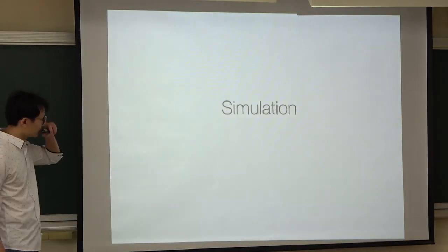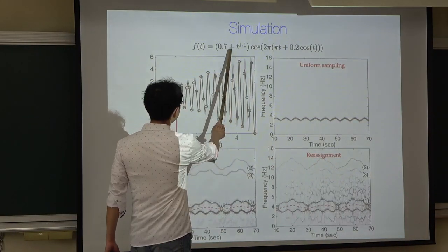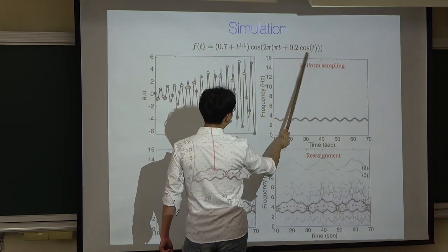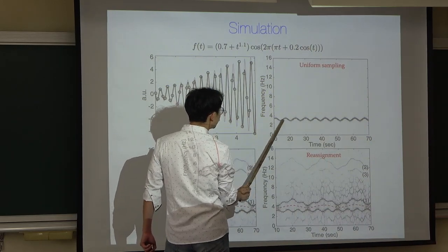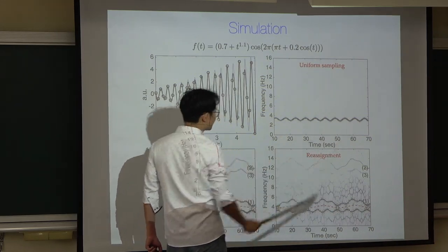Okay, so let's see some simulation. This is one example. You have time varying amplitude, and you have some kind of time varying frequency. And if you have uniform sampling and the sampling rate is high enough, this is what you get. Very good.